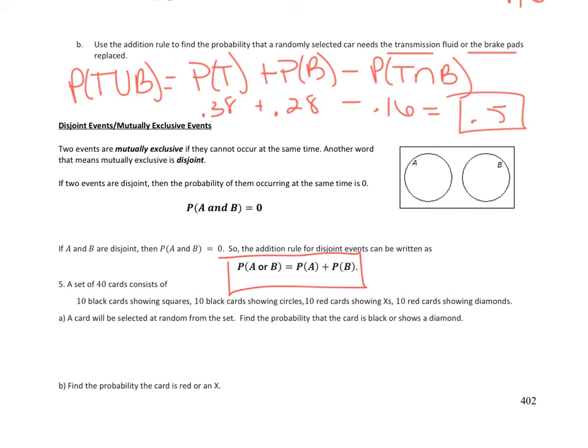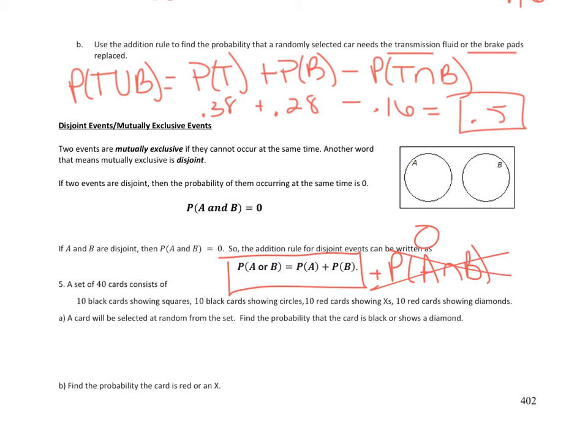But I will tell you that I always add it on no matter what, because if there was no overlap, this would just be 0. So it really doesn't matter. It doesn't really affect the problem, and I think it's nice and easier to memorize one formula rather than two.